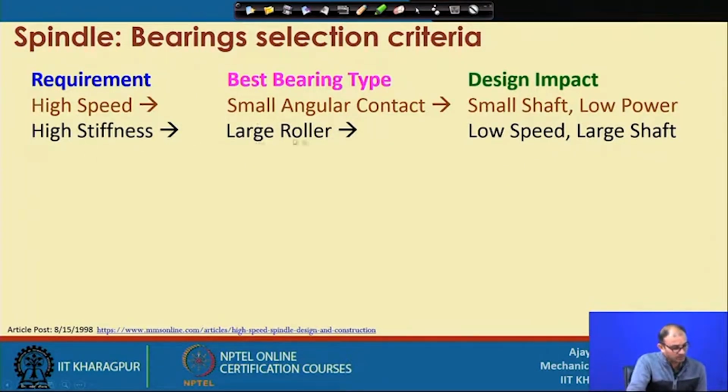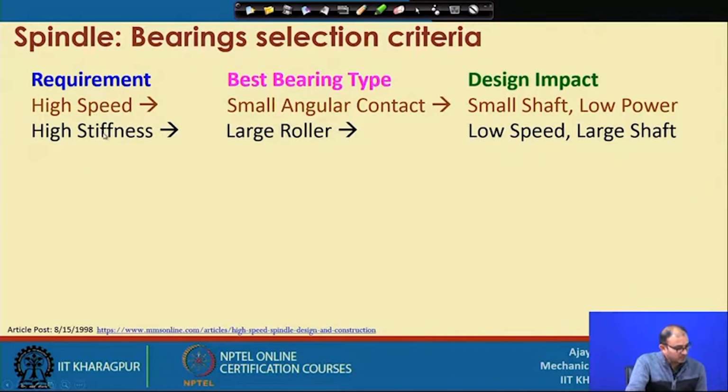So, what we need here is a large roller. A large roller will help you take care of all the external loading, and it will not deform itself. But if you use a large roller, then again the inertia effect and the centrifugal force effect will come, so that you cannot go with a high speed. So, your spindle design will be low speed and a large shaft. It is exactly opposite to this particular part.